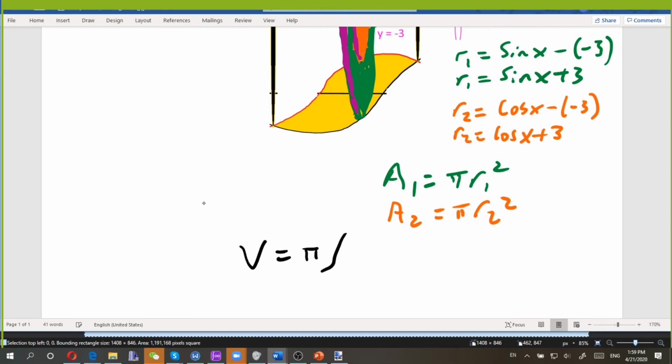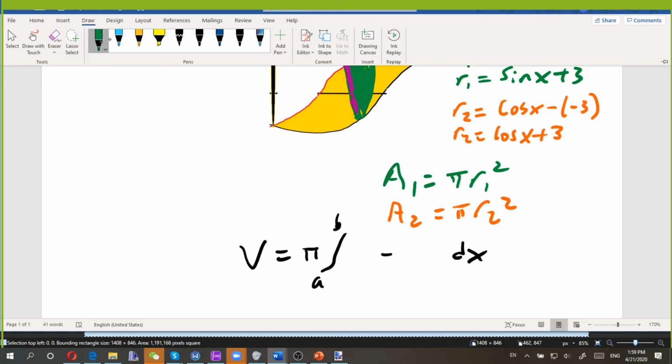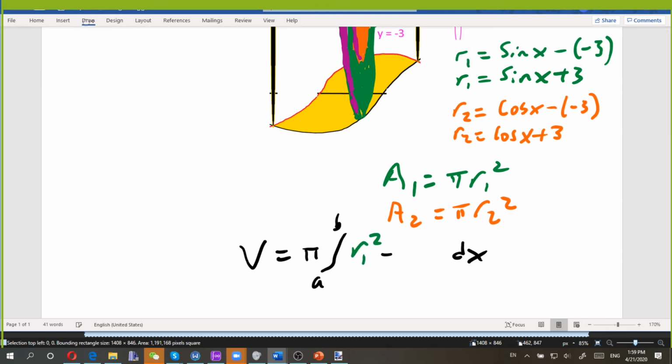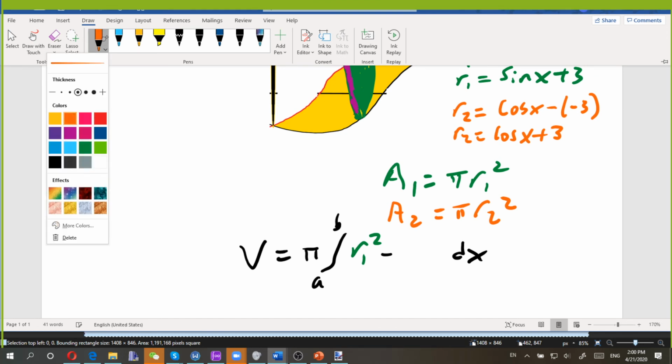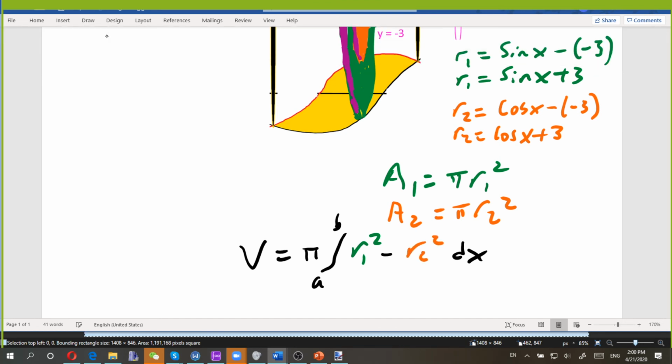Or pi times the integral from our start point to end point, which we'll get to in a second, of our r1 squared minus our r2 squared times dx. That's pi r1 squared times dx is my volume for the green shaded region. Pi times r2 squared dx is our volume for the orange shaded region. Which I guess I'll color code. r1 squared and r2 squared. Okay, so I do need an a and b now.